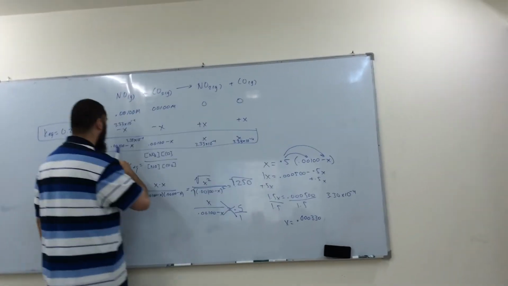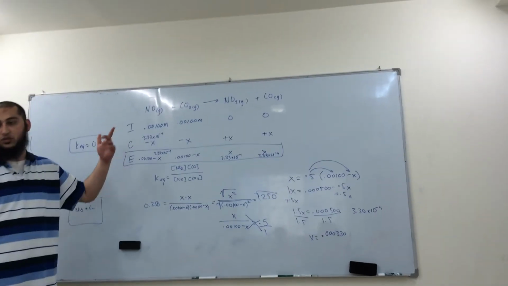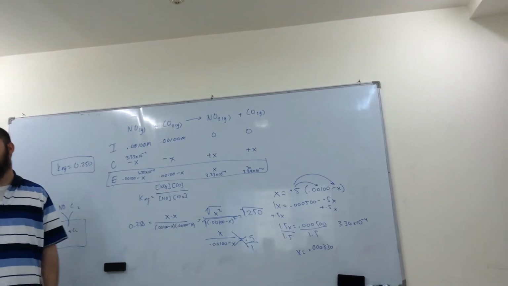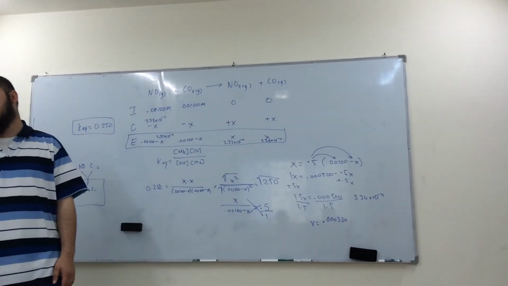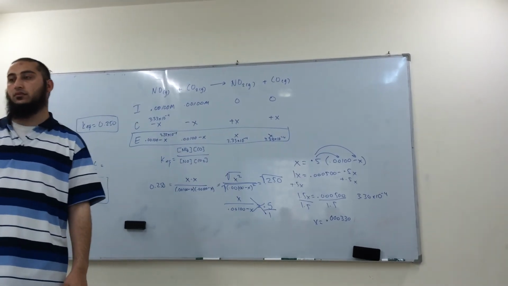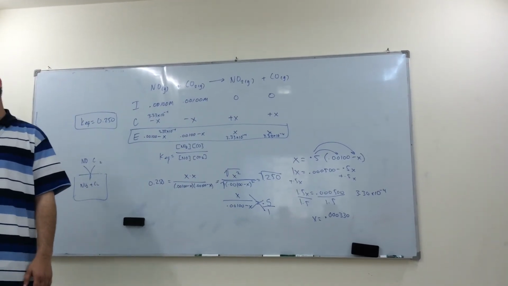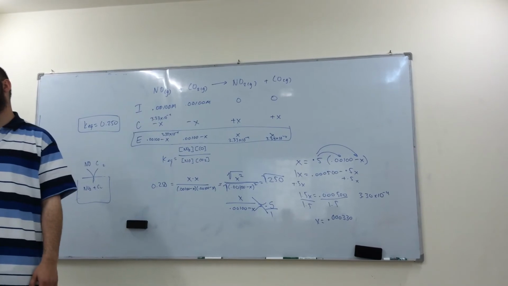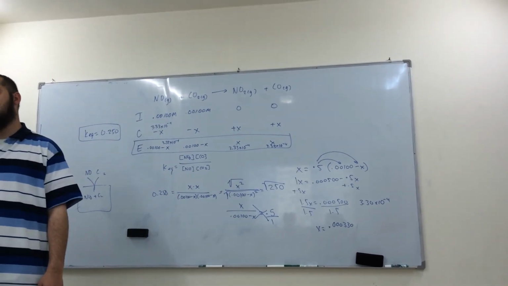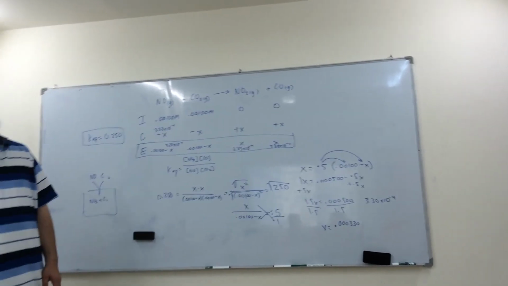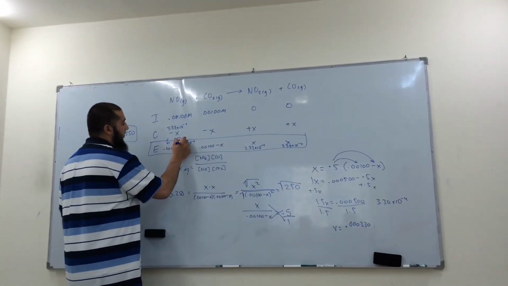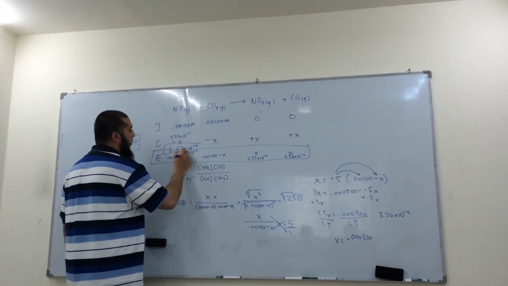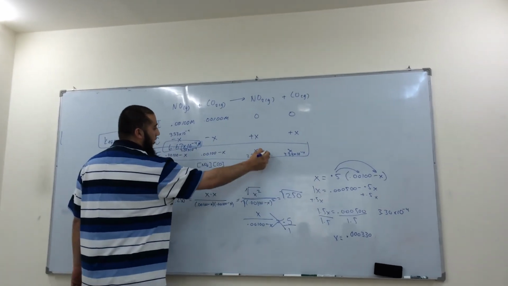What is 0.00100 minus 3.33 times 10 to the negative 4? 6.67 times 10 to the negative 4. So this is our equilibrium concentration, and it's all molarity.